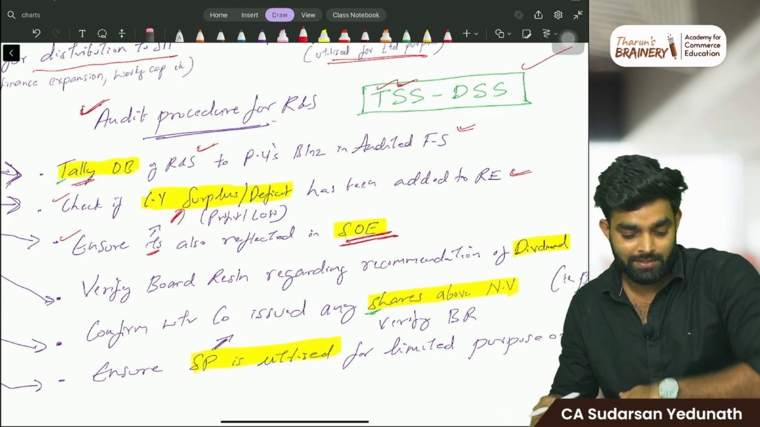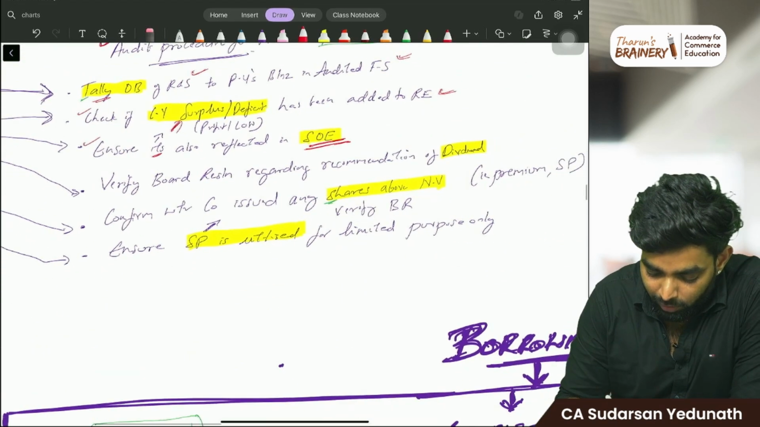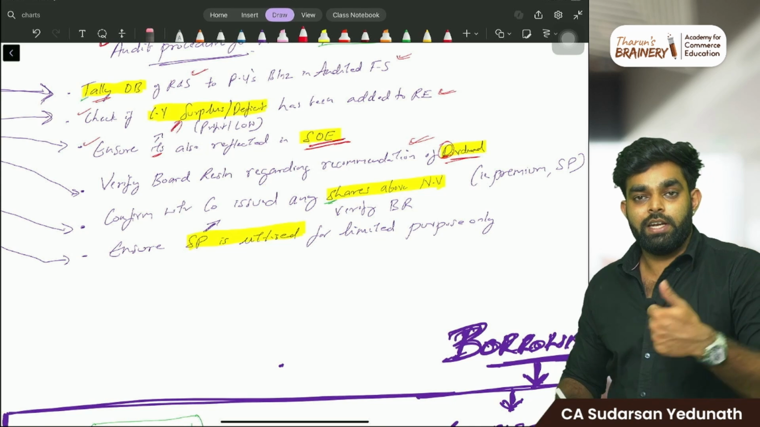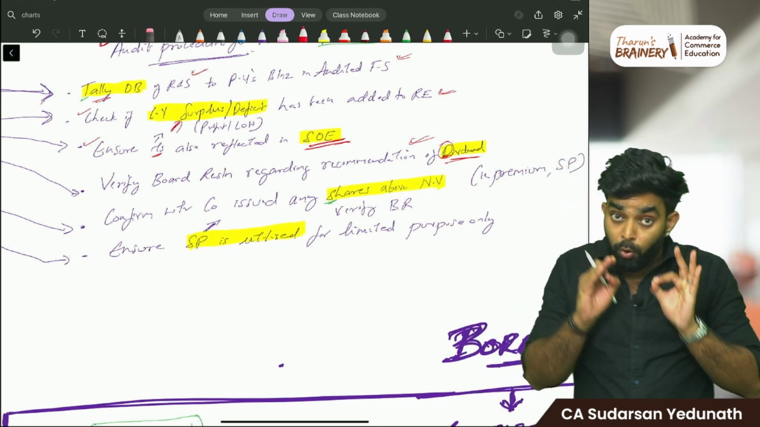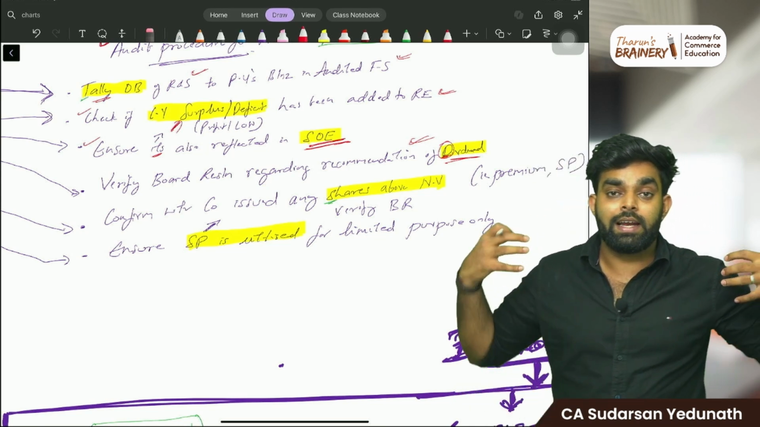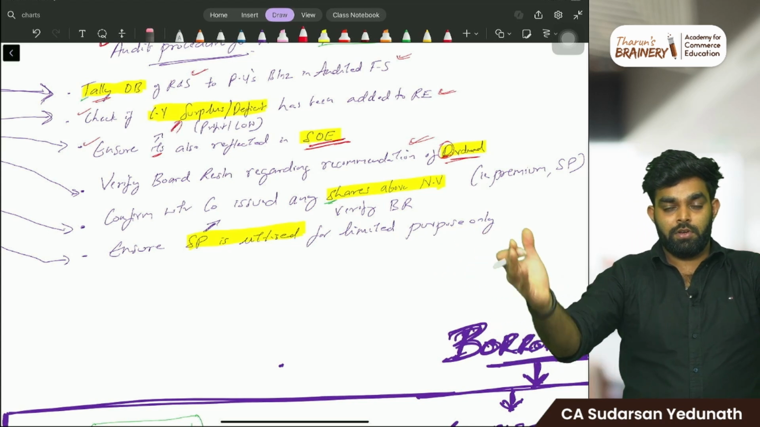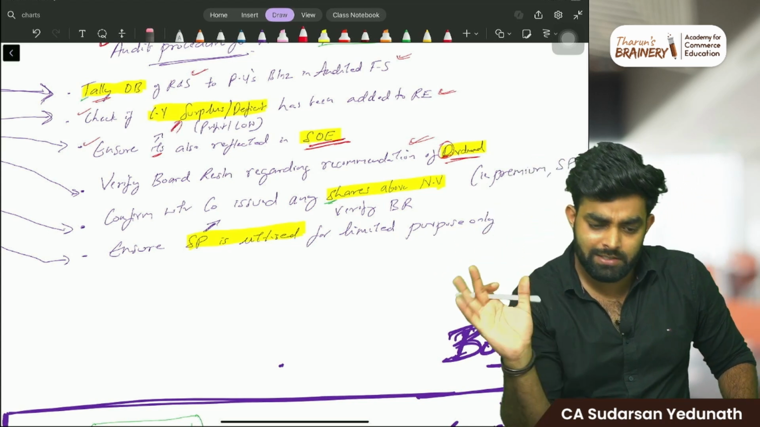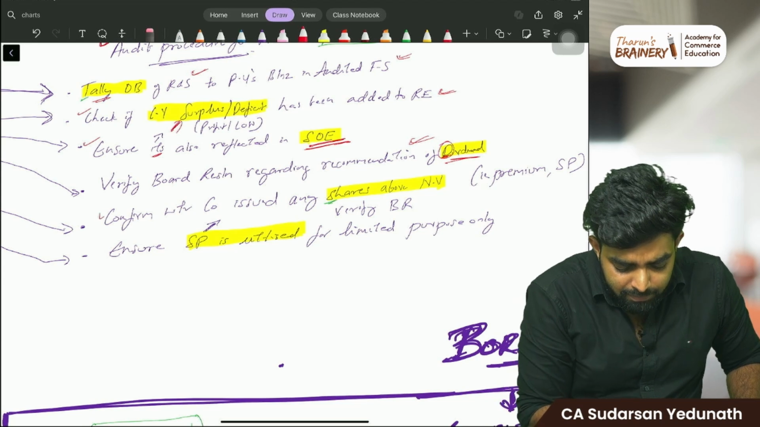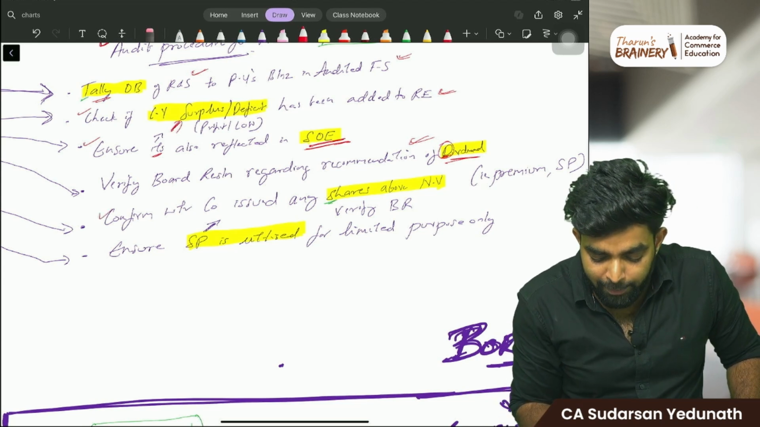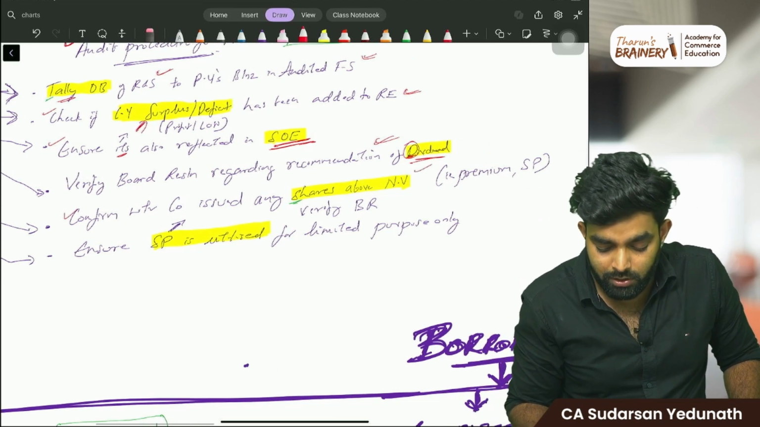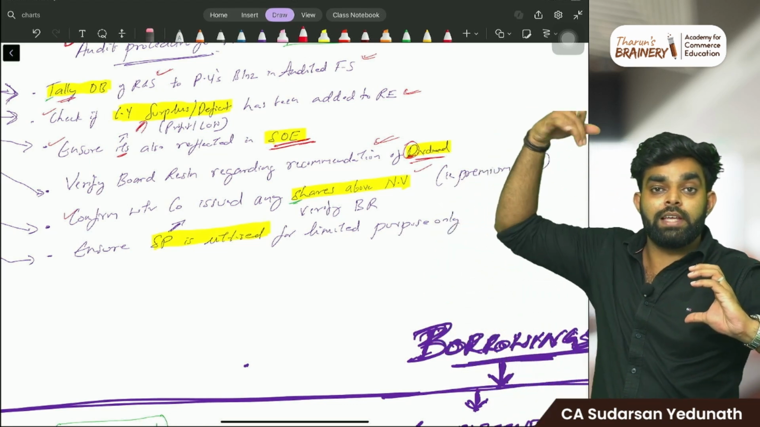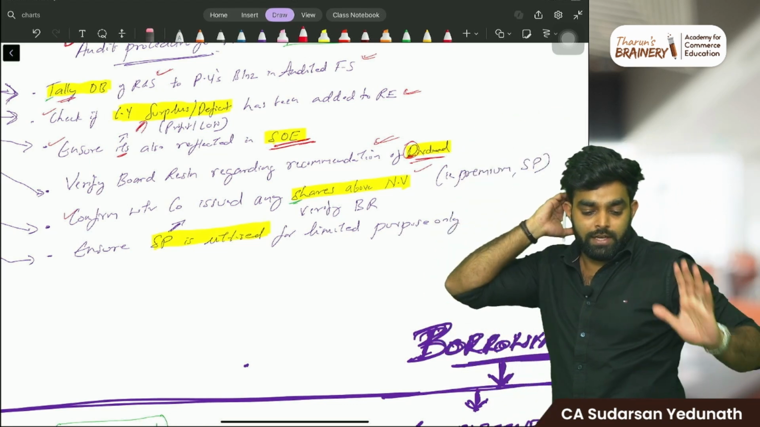TSS, DSS. D means verify the board resolution regarding recommendation of dividend. D means dividend. Verify the board's resolution regarding recommendation of dividend. When the company board is recommending a dividend, they will make a resolution. Verify that. Simple. Confirm whether the company issued any share above nominal value. Then verify the board resolution. The share's nominal value is 10 rupees. See whether the company has issued any shares above the nominal value. See that. Verify the board resolution.